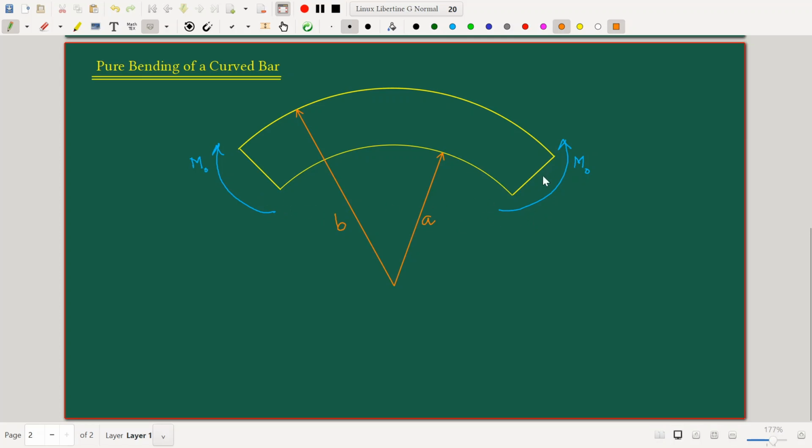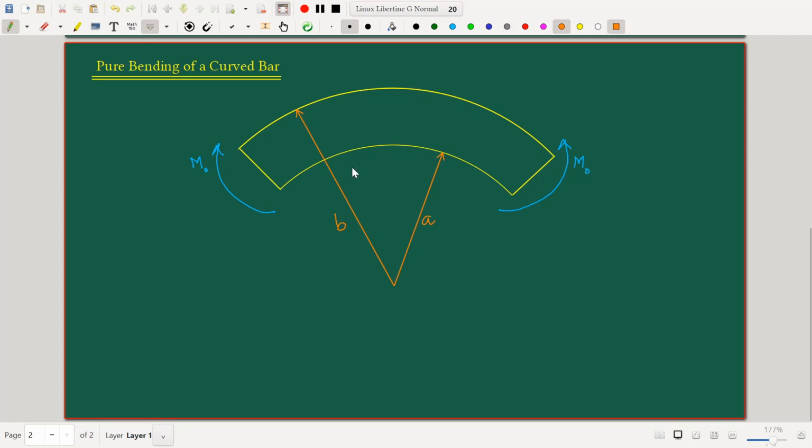This M naught is the externally applied bending moment. The inner radius here is a, this is b. These are arcs of concentric circles, and we are supposed to find out the stress distribution here. Now, if you think about it for a moment, this problem, although it does not involve full circles, it is still very much an axisymmetric problem.